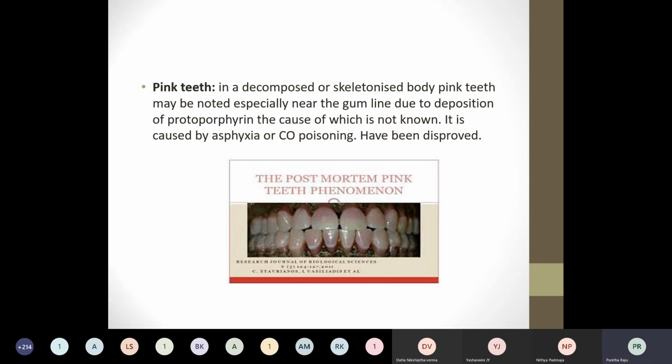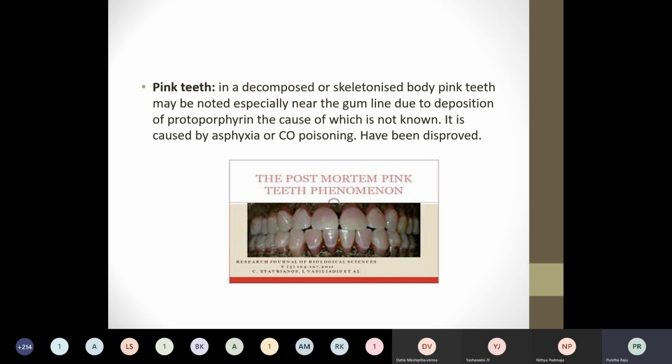So the next most important one is pink teeth. This is asked for 2 marks. What pink teeth is: in a decomposed body or in a skeletonized body, you can see pink teeth, noted especially near the gum line. In this diagram you can see the tooth is a little pink towards the gum line, and this is mainly due to the deposition of protoporphyrin. After death, the protoporphyrin gets deposited in the teeth, which results in pink teeth, but the exact cause is not known.